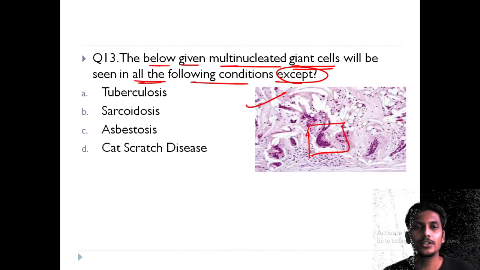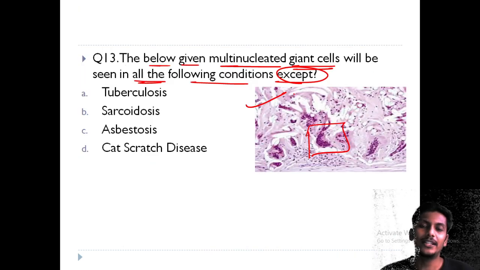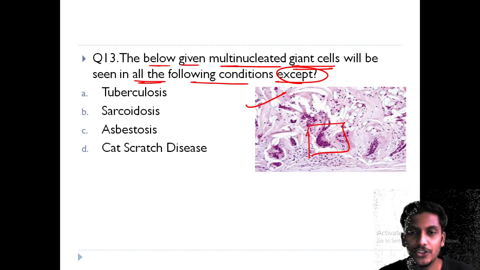Now going back to our question: the below given multinucleated giant cells will be seen in all of the following conditions except. Let's first see which type of giant cell we have in the picture right here.